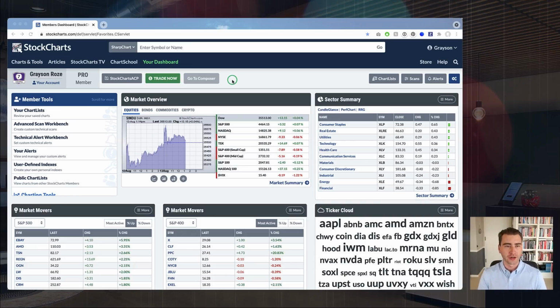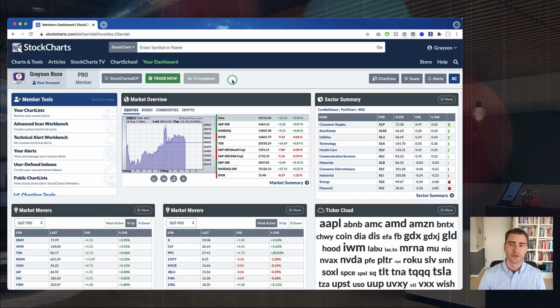So we are starting here on the members dashboard, a page that we start on quite a lot. I like to call this the heart and soul of your Stock Charts account. Of course, the first page that you see when you log in.